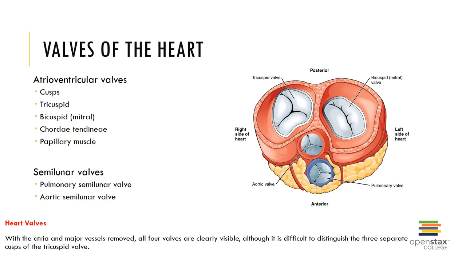The semilunar valves separate each ventricle from the vessels that exit them. The semilunar valves are each made of three crescent-shaped, pocket-like cusps. There are two types of semilunar valves. The pulmonary semilunar valve, sometimes simply called the pulmonary valve, separates the right ventricle from the pulmonary trunk and its branches, the pulmonary arteries. The aortic semilunar valve, sometimes simply called the aortic valve, separates the left ventricle from the aorta.